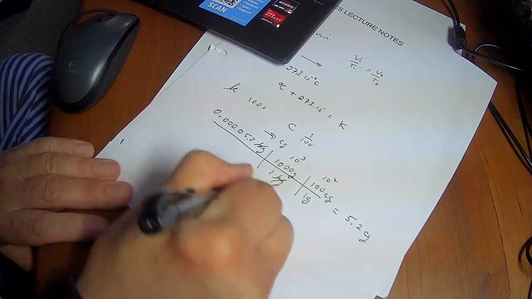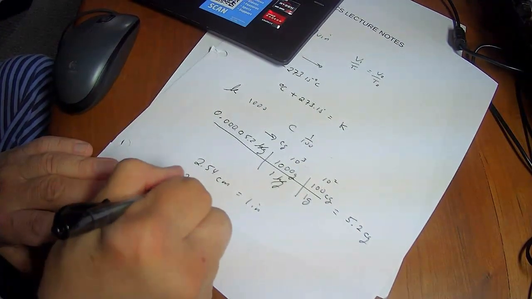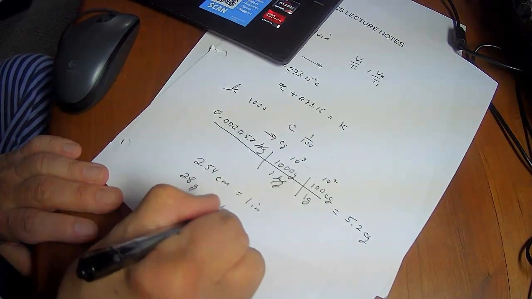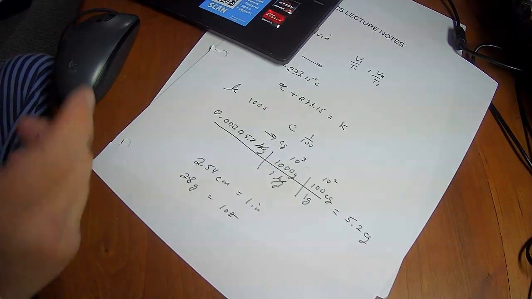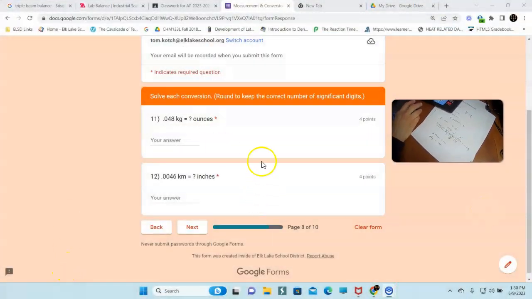2.54 centimeters is 1 inch. And there's about 28 grams. I don't remember the exact decimal point. I always look it up. 28 grams is 1 ounce. But again, that's one that you can look up easily enough. So I'm not going to do these conversions, and it's not going to let me go forward. But just keep some of these things in mind.